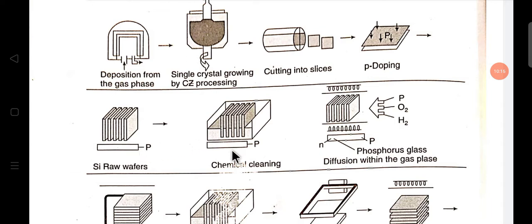Okay, then after chemical cleaning to remove the impurities, that is diffused within the gas plasma. For phosphorus glass, diffused within the gas phase. Okay, here phosphorus is diffused, so here N type builds and here P type also builds. Since phosphorus is a pentavalent impurity, before we doped P type and after that we doped N type. So we get our PN junction.